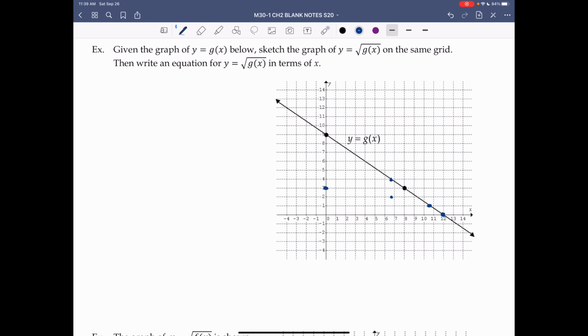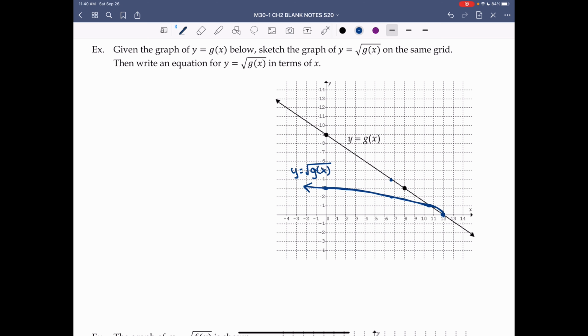Remember that when your y values are between 0 and 1, the graph of the square root function is going to be above the graph of the original function, and then after that it's going to be below. So it looks something like this. That is our y equals the square root of g of x.